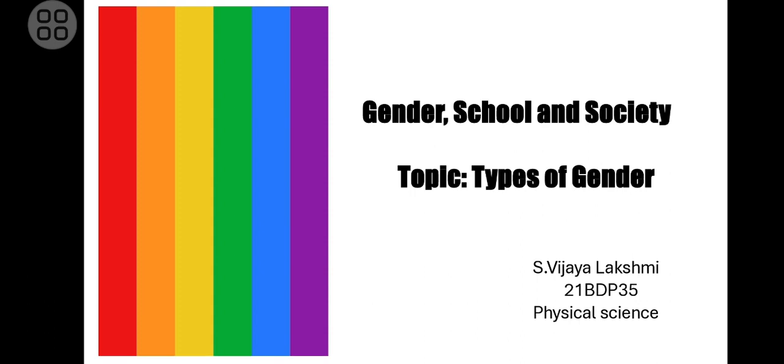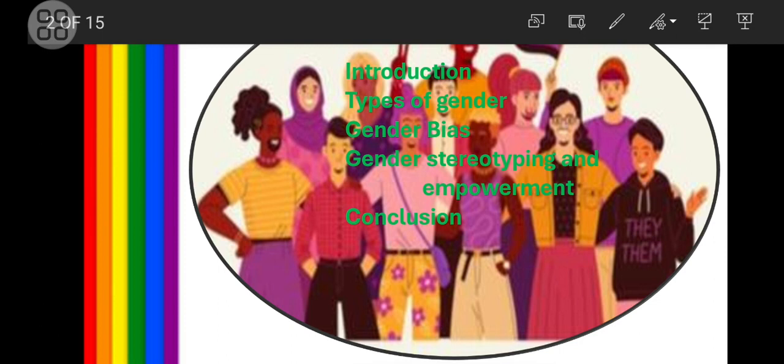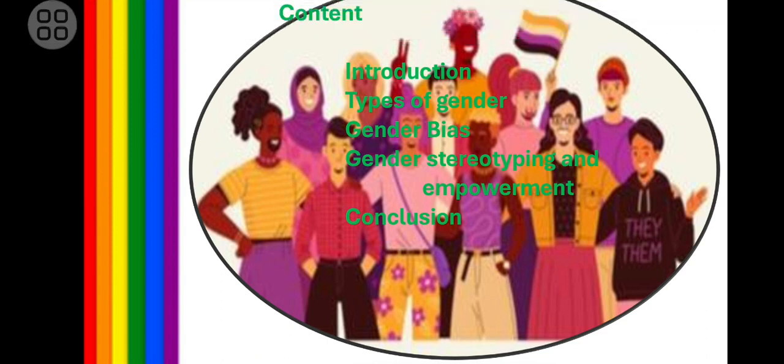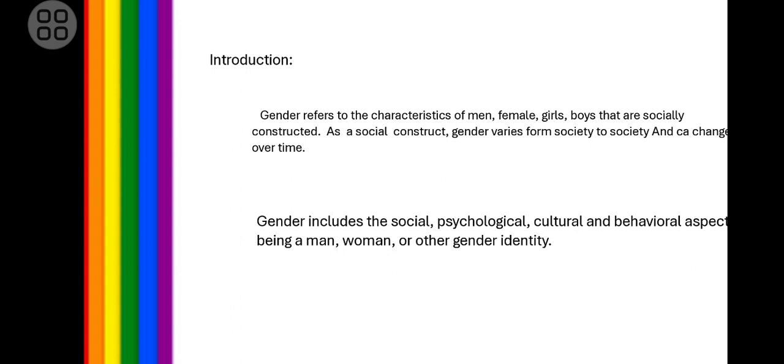My topic is types of gender. These are the synopsis I have done: introduction, types of gender, gender bias, gender stereotyping and empowerment, and conclusion. Introduction. Gender refers to the characteristics of men, women, girls and boys that are socially constructed. As a social construct, gender varies from society to society and can change over time.